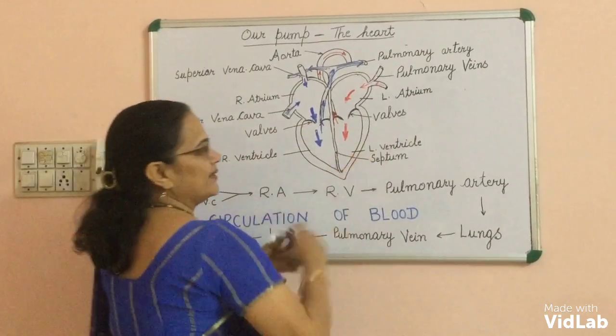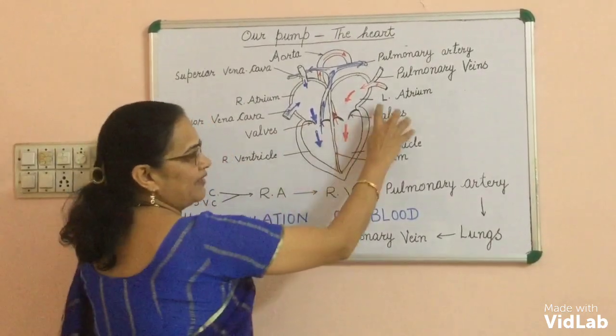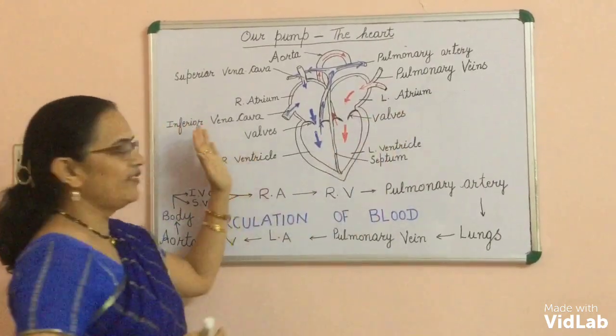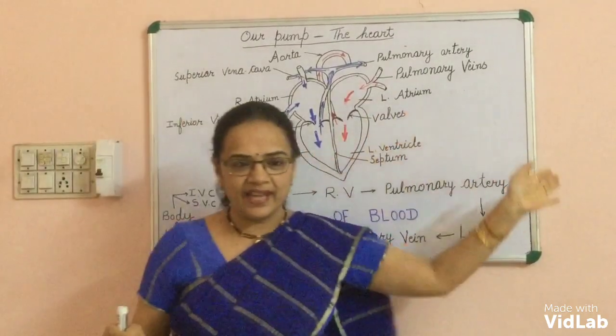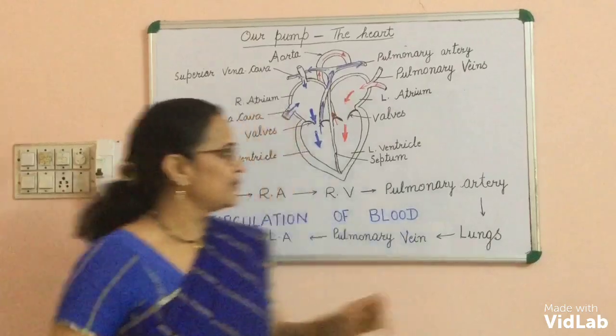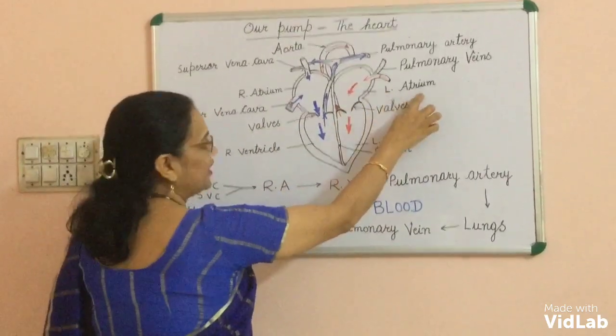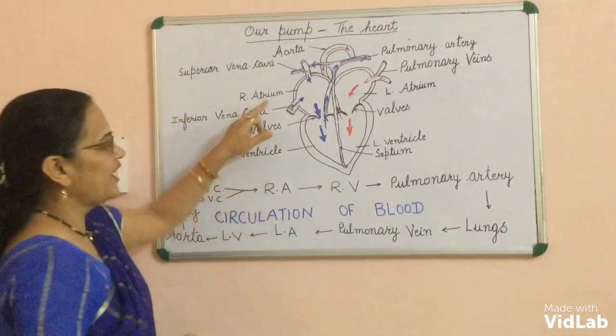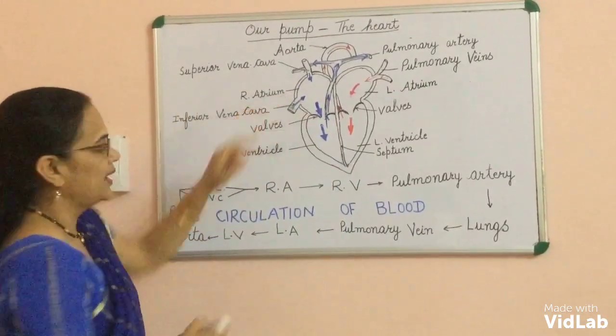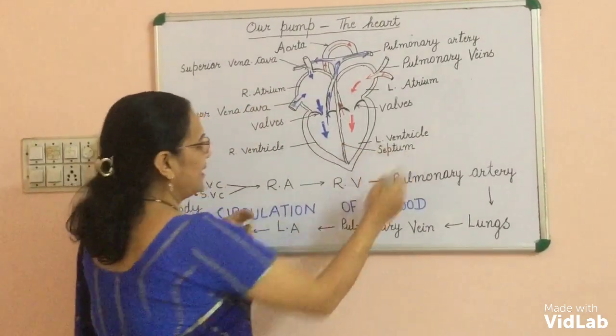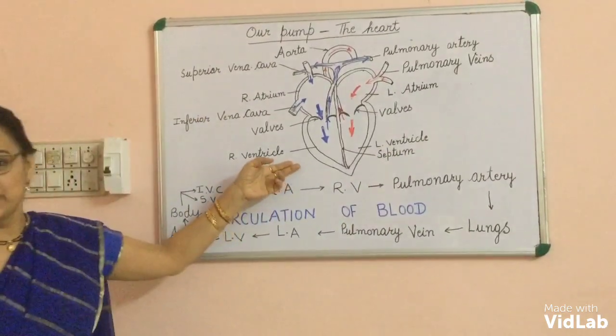While labeling, this side we label as left and this side we will label as right. This is left and this is right. So this upper chamber is known as left atrium. This side is right atrium. Here left ventricle and here, this side, right ventricle.